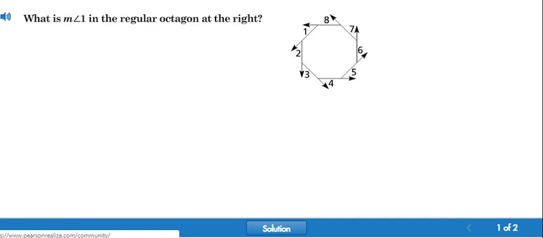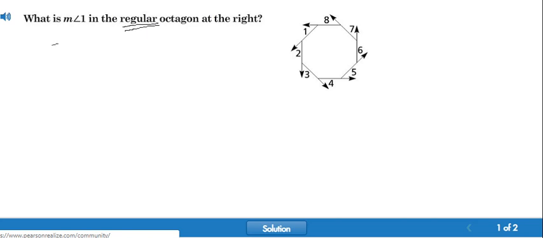Alright, our last problem right here says, what is the measure of angle 1 in the regular octagon at the right? So the biggest thing first is it told me it was a regular octagon, which means that each of the sides are going to be the same. And we know that these aren't interior angles because they're not on the inside, they're on the outside.